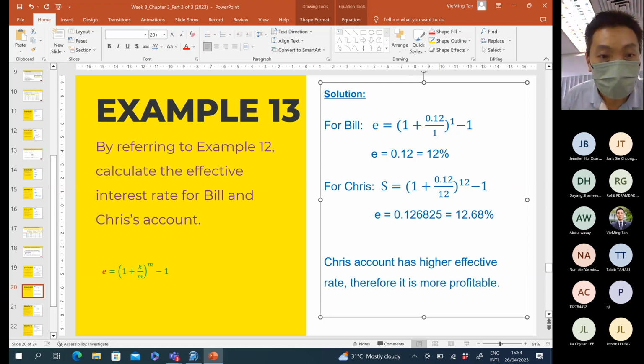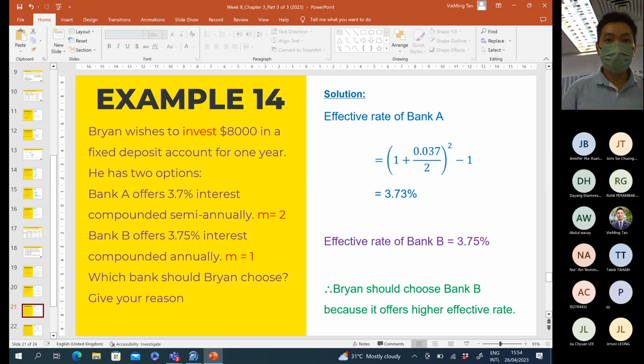Okay, all right, next one. For example 14, you can also use either the S formula or E. Both methods you can use in order to get the answer. You can compare the S or you can compare the E. No issue. All right, let's analyze the question.